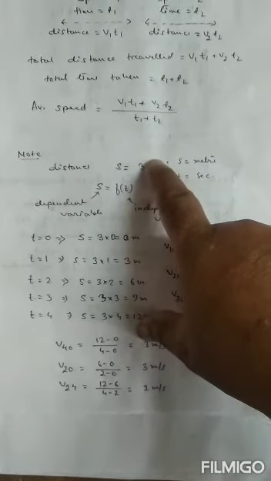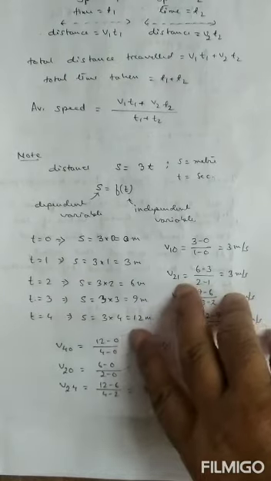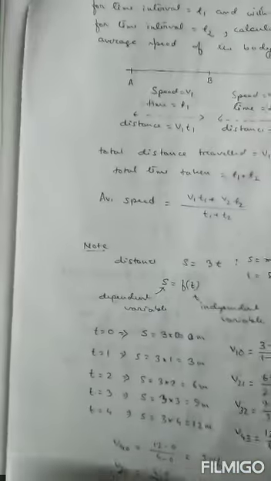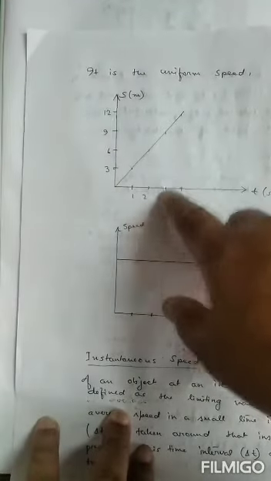The power of t is 1. So that equation represents uniform motion. In case of uniform motion, what is the speed-time graph? The speed-time graph will be a straight line parallel to the time axis. And the position-time graph is also a straight line, but it is inclined to the time axis.